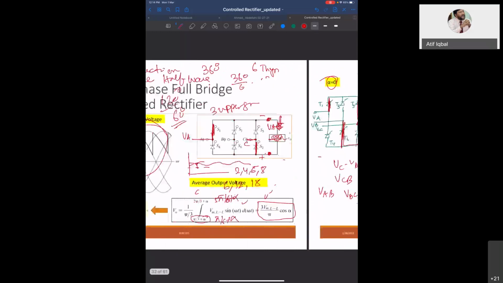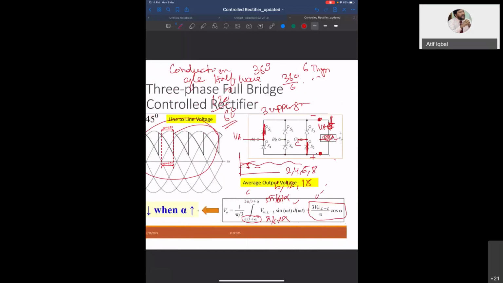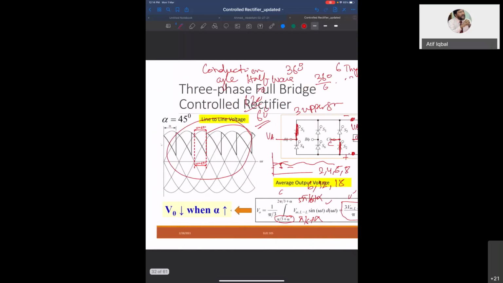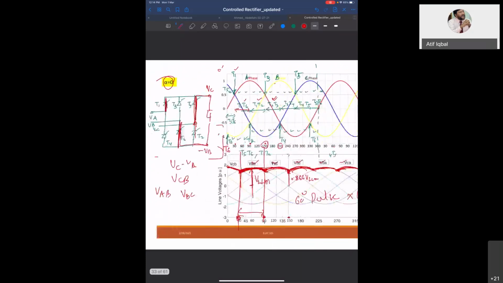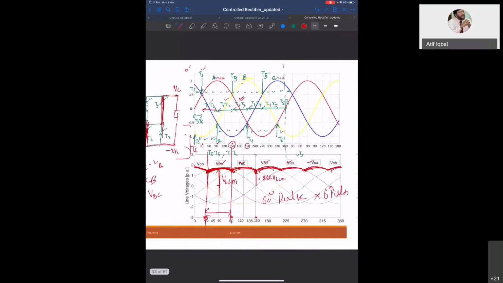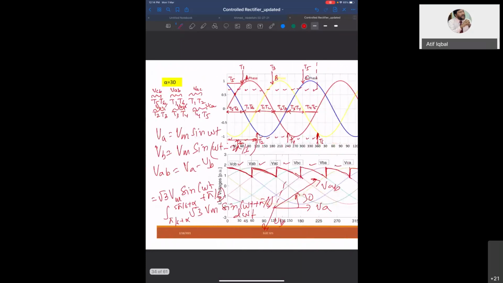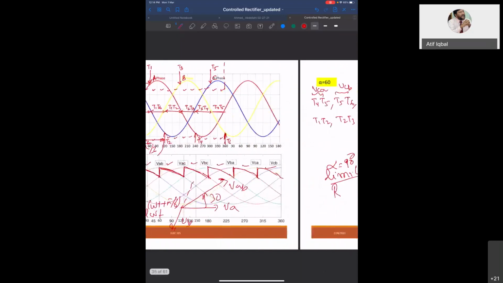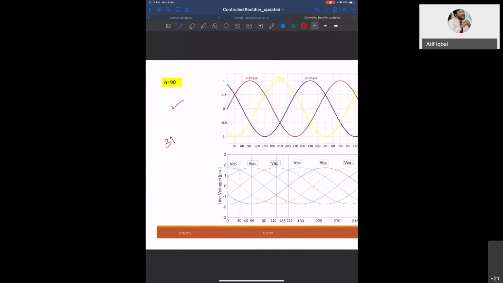This is different from how the book has derived. They have taken a different reference; they have taken VAB as reference. I have not taken VAB as reference. I have taken VA as reference, and from there I calculated this. Okay, so this is what you get. The expression remains the same: 3 Vm line to line by pi cos alpha. This is the average voltage.